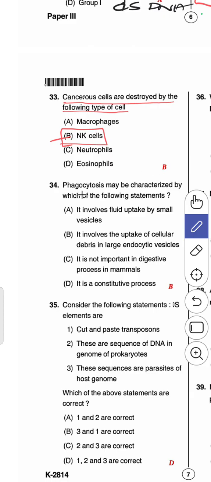Then 34, phagocytosis may be characterized by which of the following statements? Phagocytosis means cell eating. Pinocytosis means cell drinking. Here they are asking regarding phagocytosis. It involves the uptake of cellular debris in large endocytic vesicles. So B is the right answer for this question.